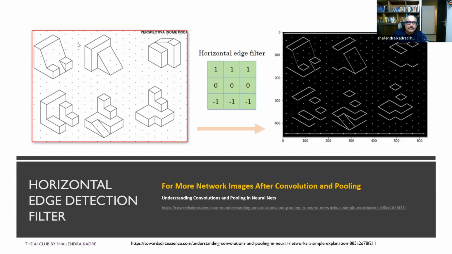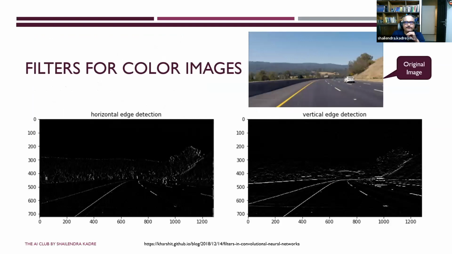Then some more filters I want to show. You have some engineering blocks here, and you want to detect horizontal edges. So you just put this filter: 1, 1, 1, 0, 0, 0, -1, -1, -1. If you convolve the left hand side image with this filter, you will get something similar to the right hand side. All horizontal edges are getting detected. So this is just to give you a feel of filters.